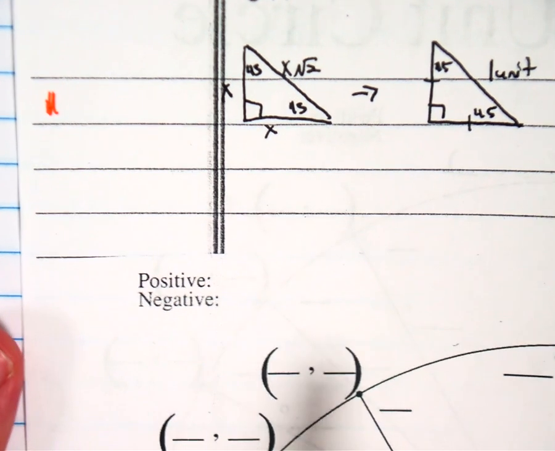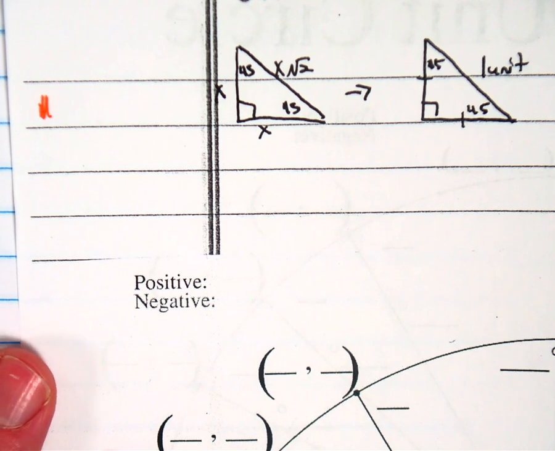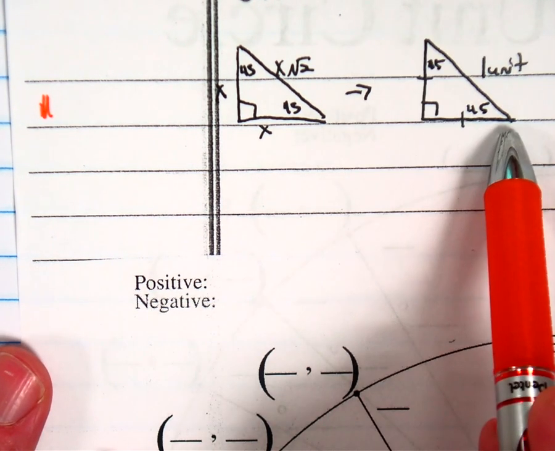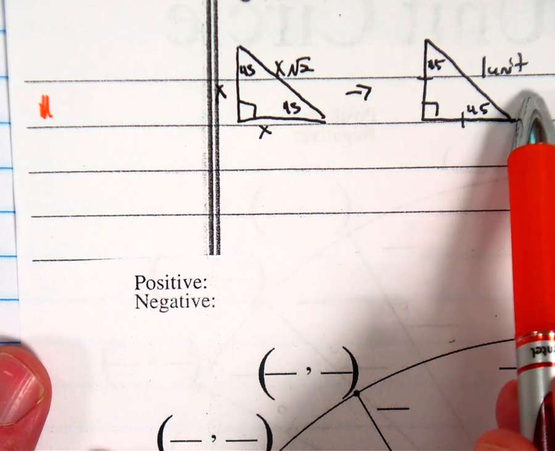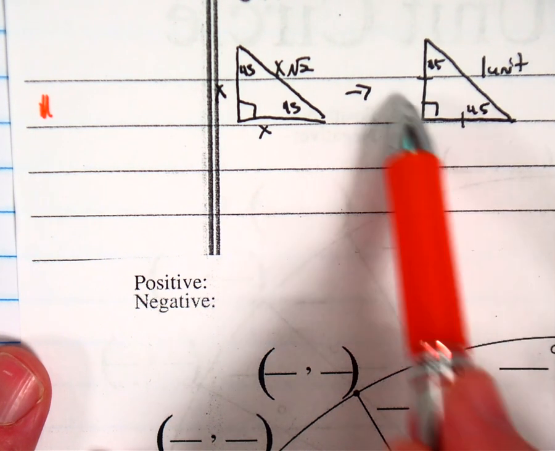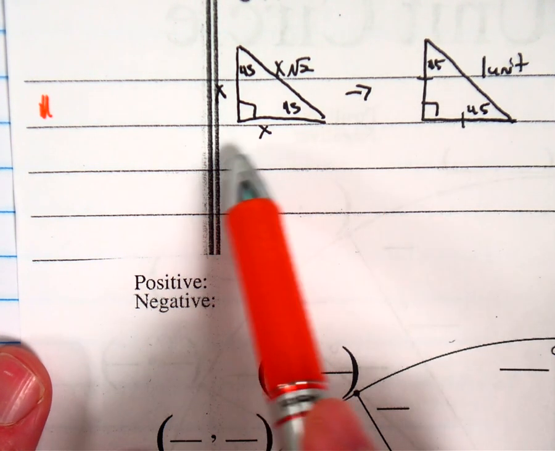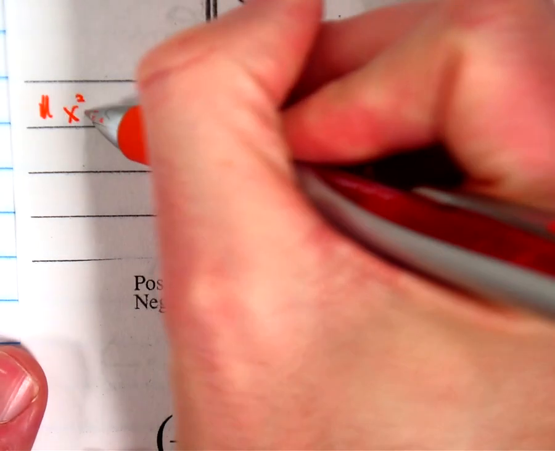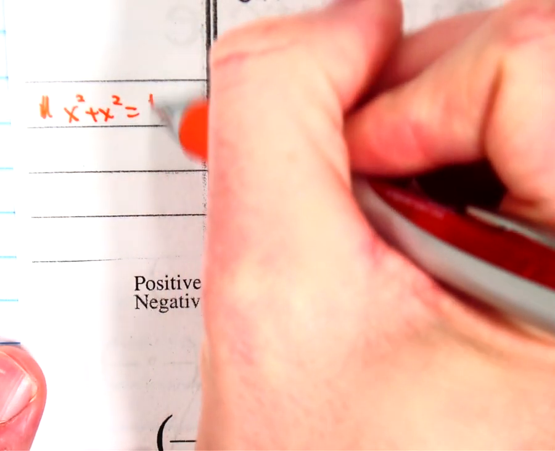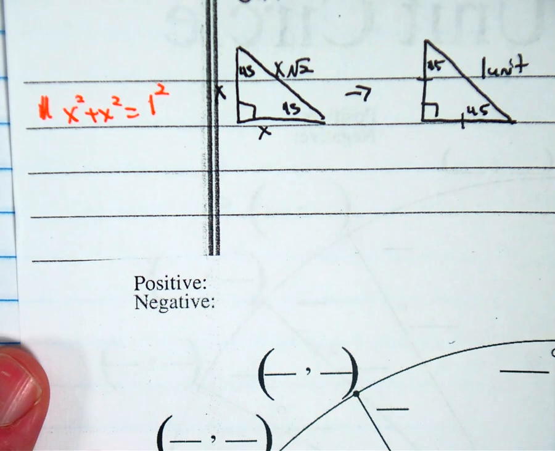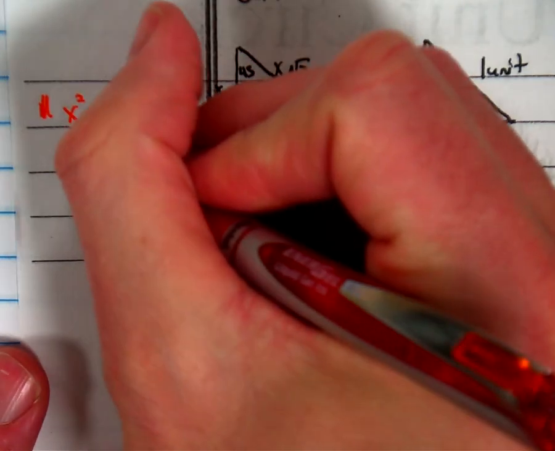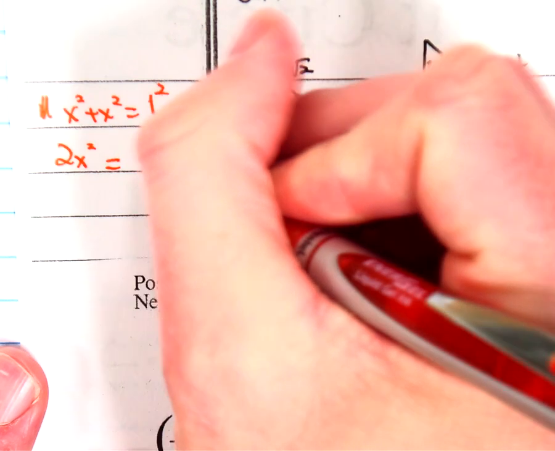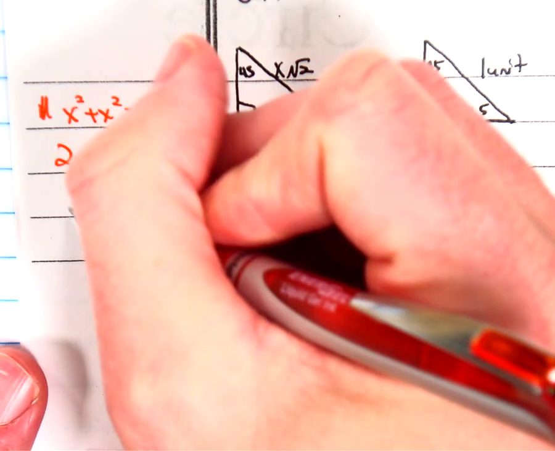Today we're using the unit circle with a radius of 1 unit. That's going to be the hypotenuse. So if the hypotenuse is 1, what are the other two sides? They have to be the same. So I'm going to put in x squared plus x squared equals 1 squared. That's going to give me 2x squared equals 1. 1 squared is 1.